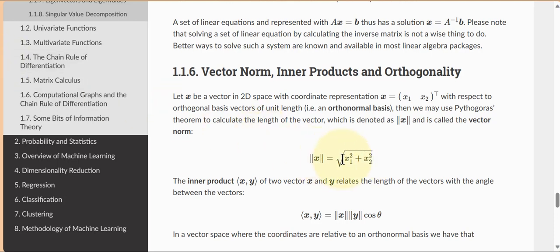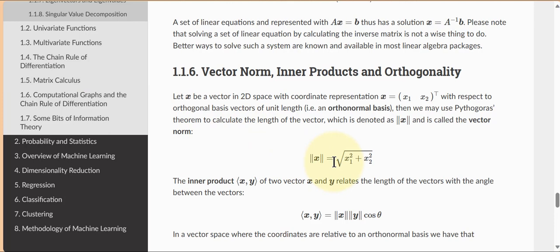Now this assumes that the vector originates at the origin, but vectors don't necessarily originate at the origin, but this works the same way. So anyway, this is the length, and we use the symbol for it.